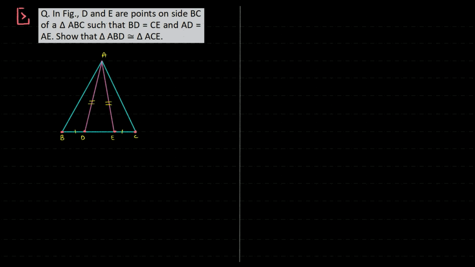So this is a bit of shading for you guys to visualize. Those two triangles have to be proved to be congruent, right? How will we do this?